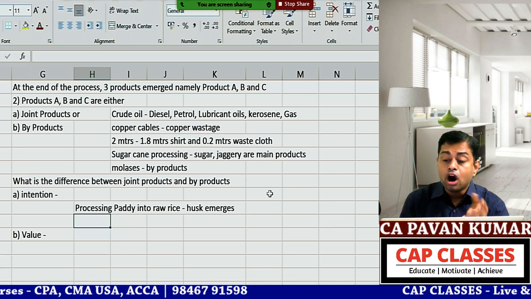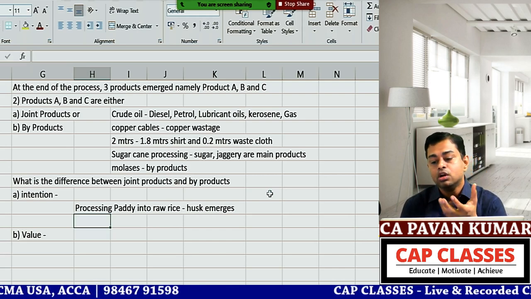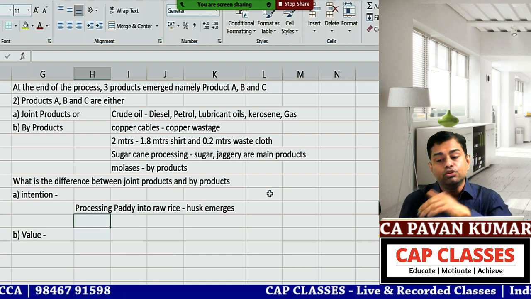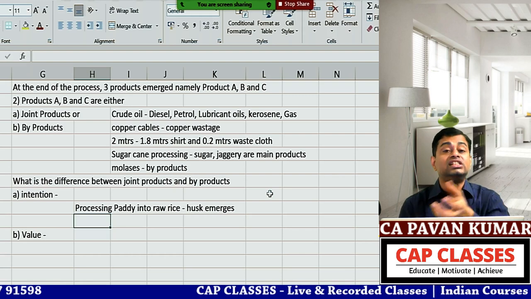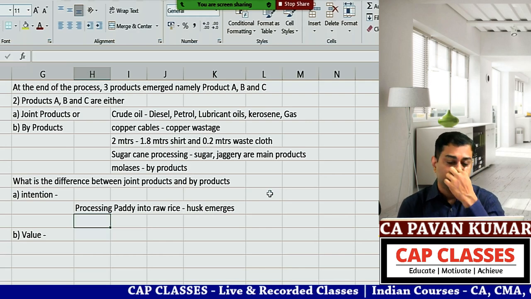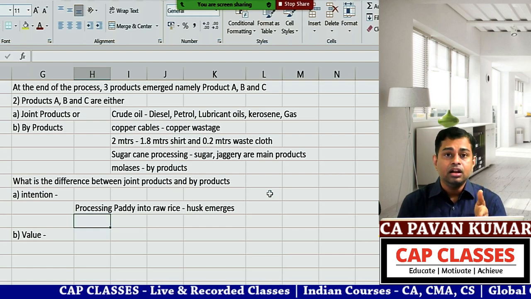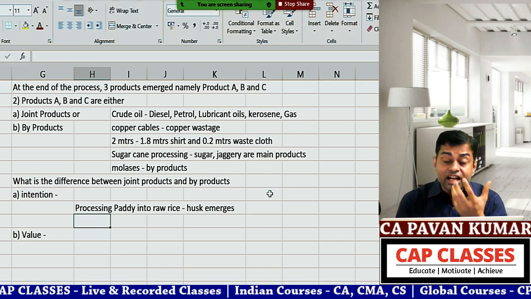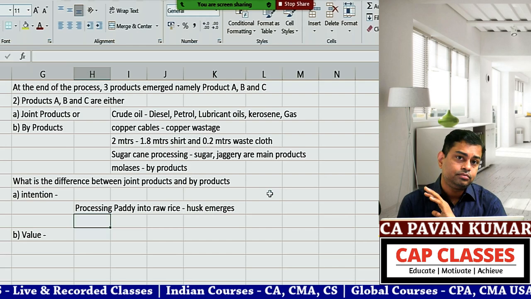They might have got a realizable value also. That can be used as some resource in hotels for cooking. Previously, they used this material instead of coal or wood. So people buy that husk also. But if you are the owner of that rice mill, your intention is to get only raw rice. This husk is not your intention. When the husk comes, you may sell or you may throw it. That is a different story.